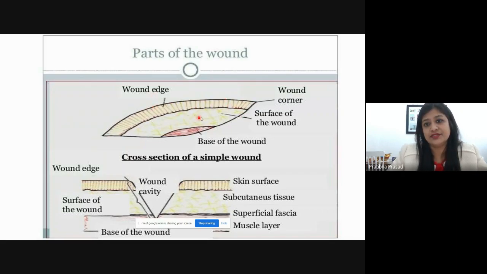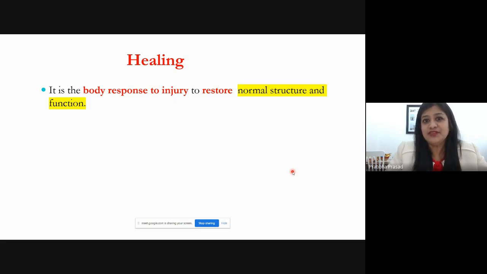And this is the surface of the wound, which can show many things, such as slough, pus, blood. Many things can be seen on the surface of the wound depending on which stage it is. So that was about the types of wounds which we see in the oral cavity.